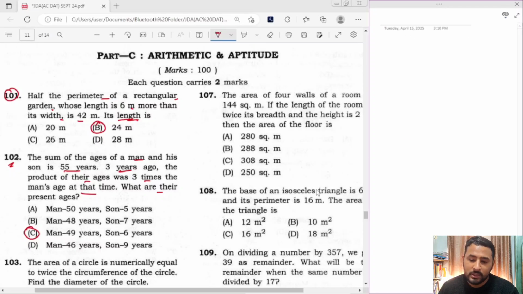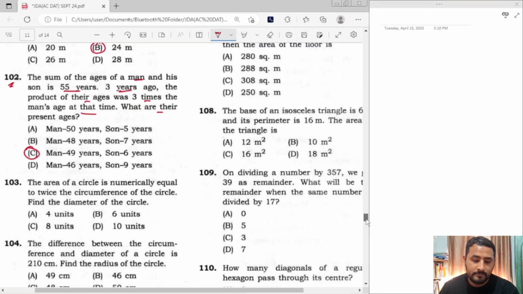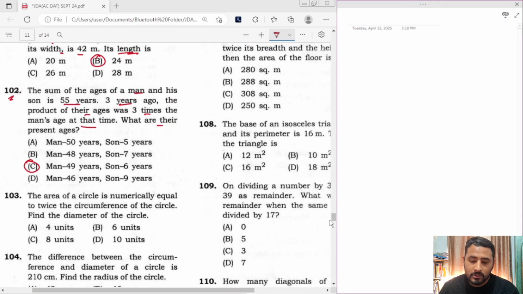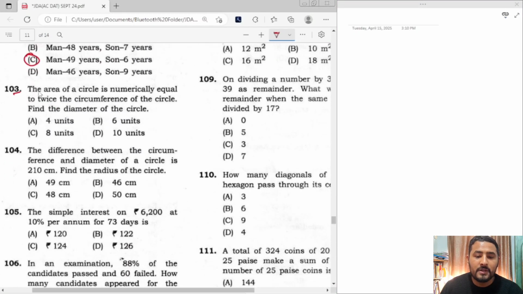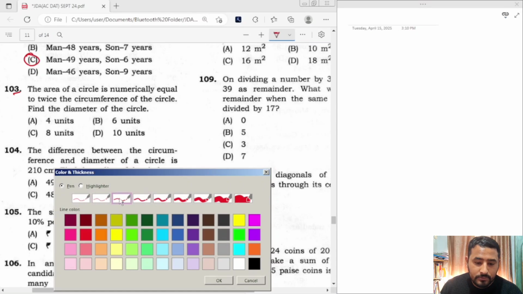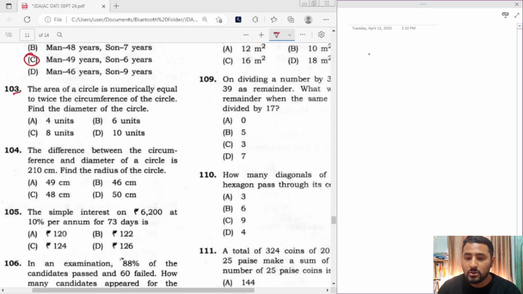Let's see the next question. The next question says, let me just do it like this. Okay, 103. The area of the circle is numerically equal to the circumference of the circle. So you should know what is the area of a circle. Let me take a brighter pen. Okay, let me make it a bit bigger. Okay, so what is the area of a circle? Area of a circle is pi r square.